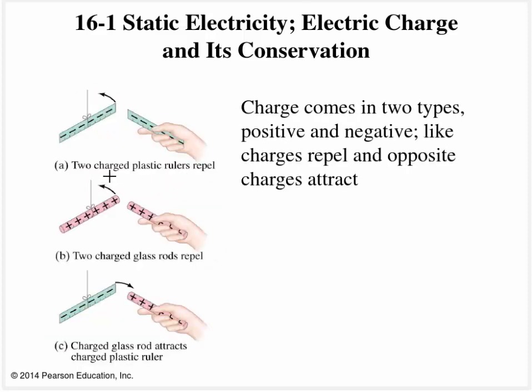Now, scientists of old, what they essentially were trying to figure out is, how does static electricity come? How many flavors does it come in? And essentially it comes in two different flavors. It's going to come in positive and negative.